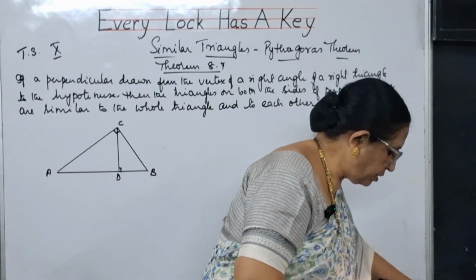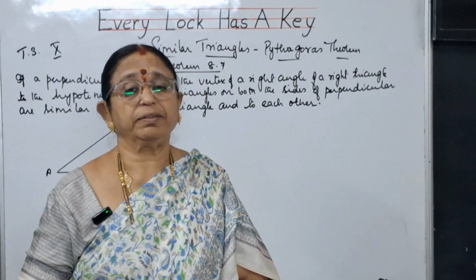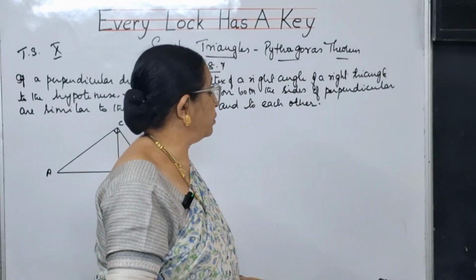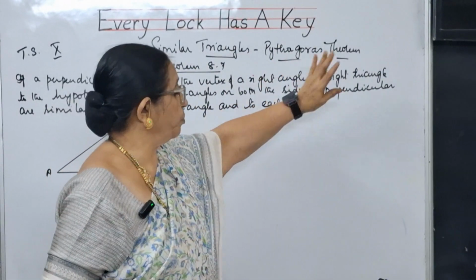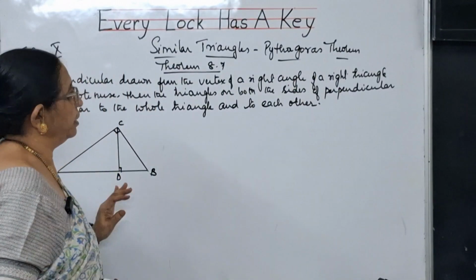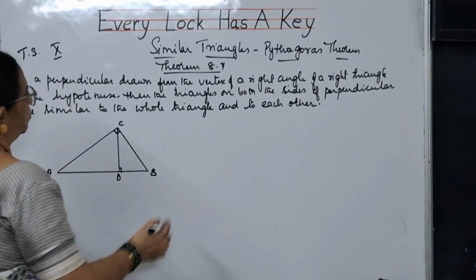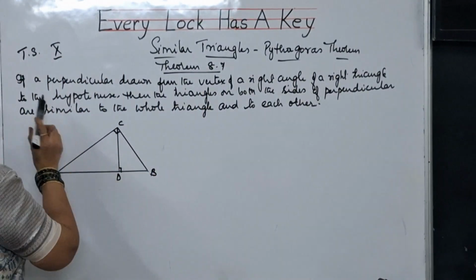I am now doing 10th class maths, similar triangles, Pythagorean theorem. This is the topic. In this we have different theorems. The first theorem is 8.7. What does the theorem say?